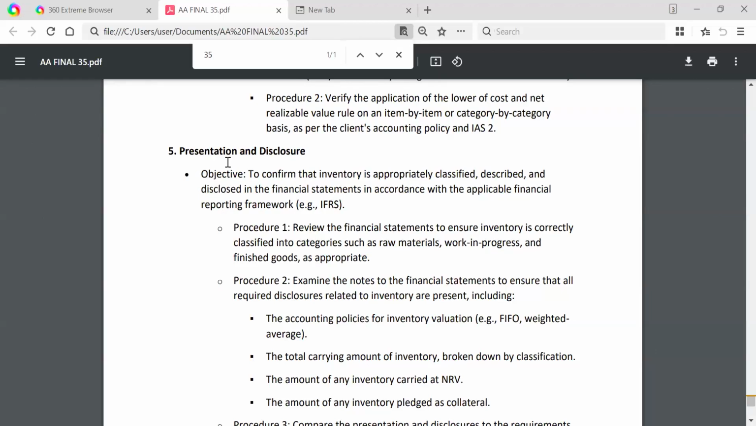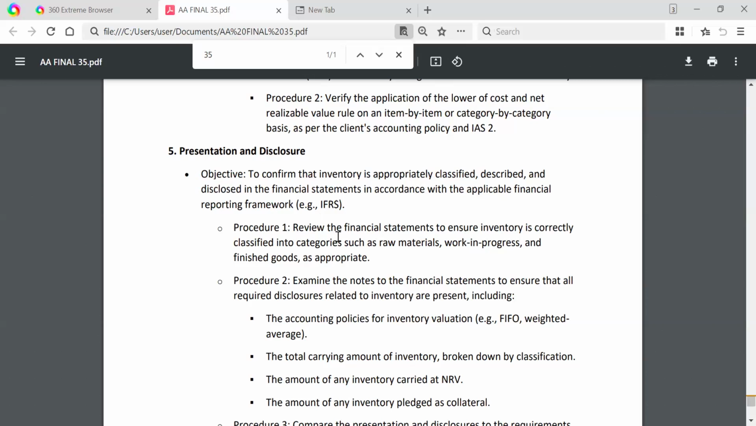Is it properly disclosed? Is it properly disclosed in the notes? Presentation is about, if it is in the statement of financial position, has it been classified correctly under current assets? Are we able to see the closing inventory and the cost of sales in the income statement? So in this case, to confirm that the inventory is appropriately classified, described, and disclosed in the financial statements in accordance with the applicable IFRS.